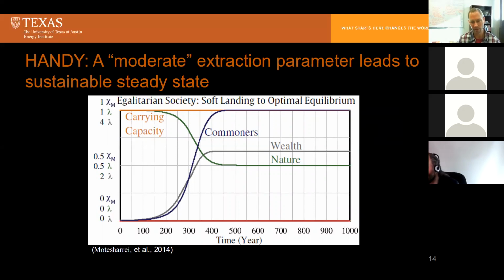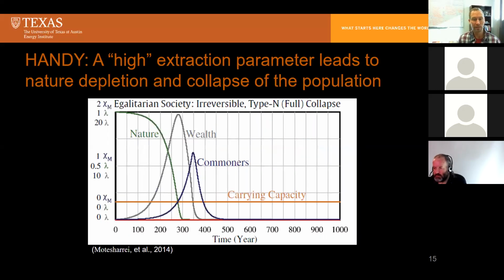Nature is getting extracted at its regeneration rate. The number of people, commoners on this chart, goes up to some amount and remains steady, and the quantity of wealth goes up to some amount and also remains steady. So this is just a kind of standard result you can get from this type of model. If you increase the extraction parameter or make it larger, which means you're extracting nature at a higher rate per person, then you can extract the nature so fast that you extract it before it's able to regenerate itself, and you essentially collapse the society.